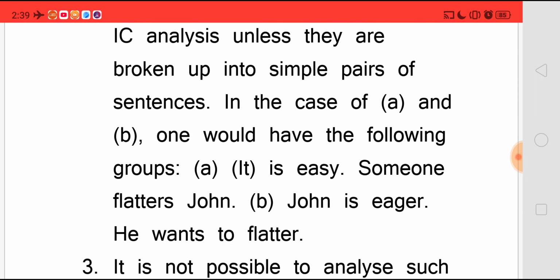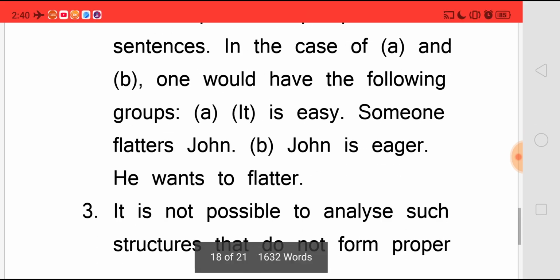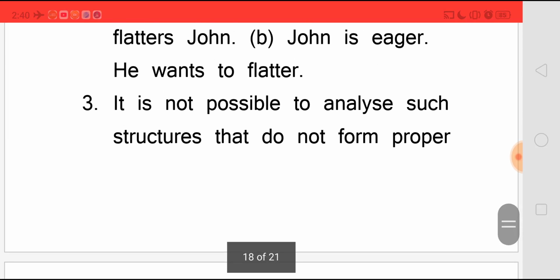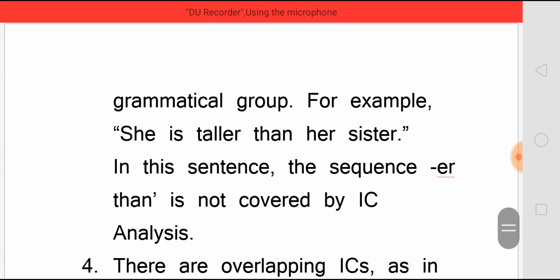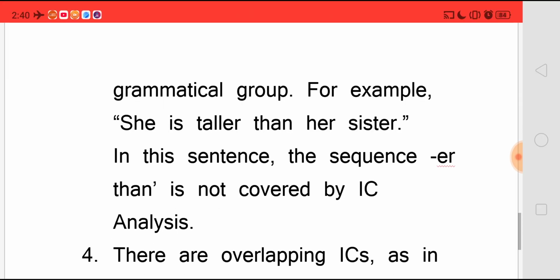In the case of the first sentence and the second, one would have to follow the groups. In first, it is easy for someone to flatter John. In second, John is eager, he wants to flatter someone else. And third, it is not possible to analyze such structures that do not form proper grammatical groups. For example, she is taller than her sister. In this instance, the sequence er than is not covered by IC analysis.